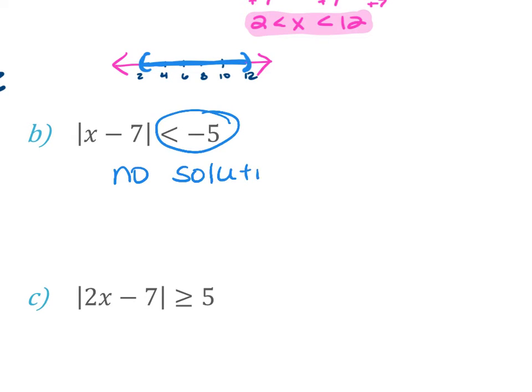So the special case here that you can catch from the beginning is the absolute value can't be less than 0. It can't be less than a negative number. It can't be any of those things. It can be less than or equal to 0, because you can find one solution there. But it can't be less than or equal to a negative number, and it can't be less than 0.